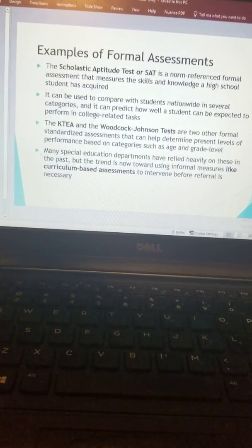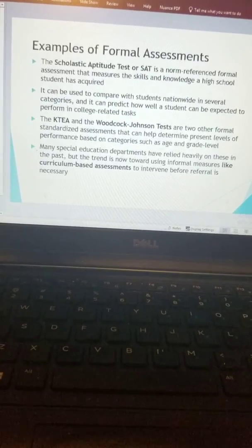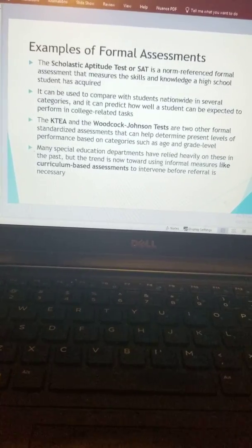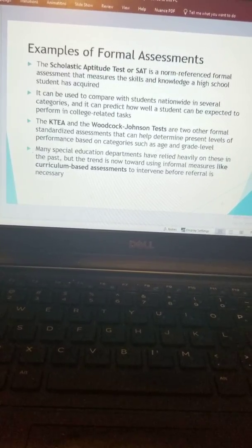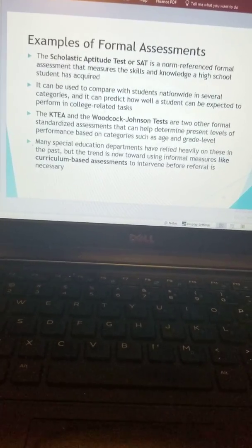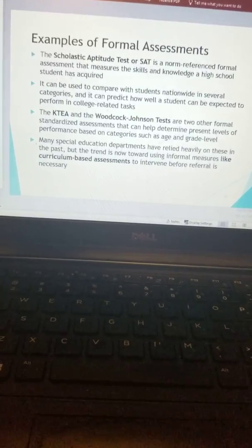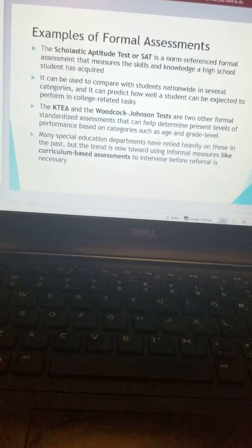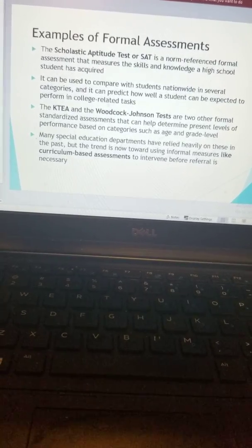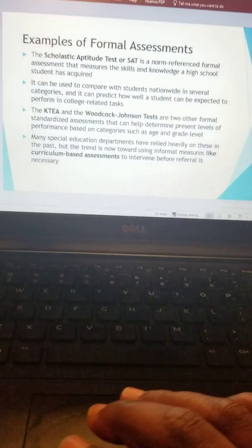The KTEA and the Woodcock-Johnson test are two other formal standardized assessments that can help determine present level of performance based on categories such as age and grade level. Many special education departments have relied heavily on these in the past, but the trend is now toward using informal measures like curriculum-based assessments to intervene before referral is necessary.